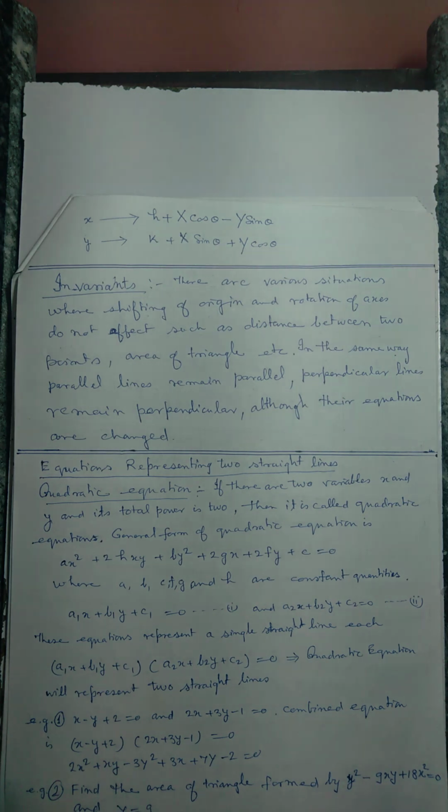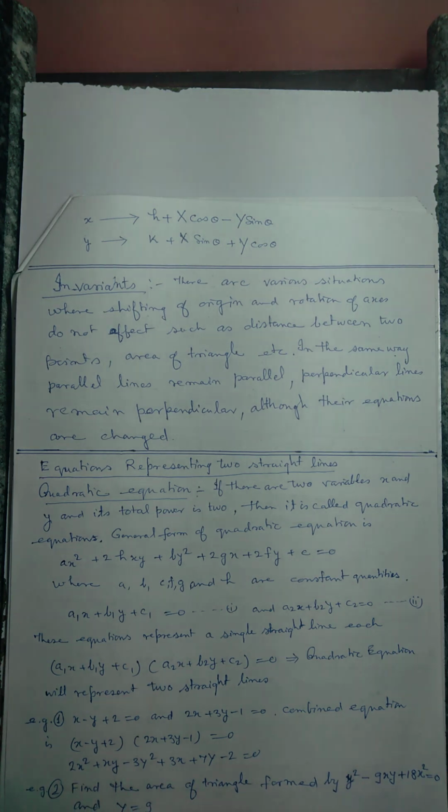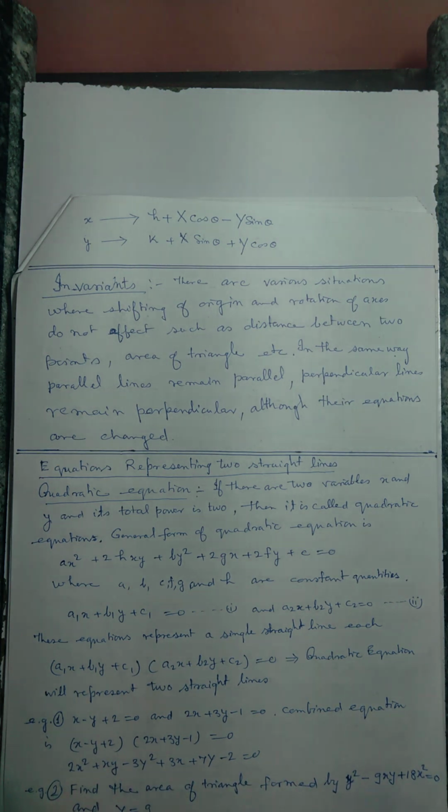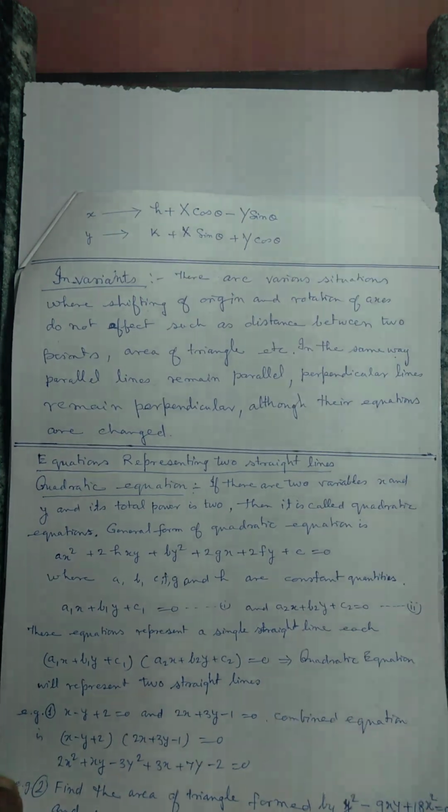So find the area of the triangle here. The second example is to find the area of the triangle formed by y square minus 9xy plus 18x square equal to 0 and y equal to 9. This equation represents two lines, and the second one, y is equal to 9, is a line which is parallel to the x-axis.